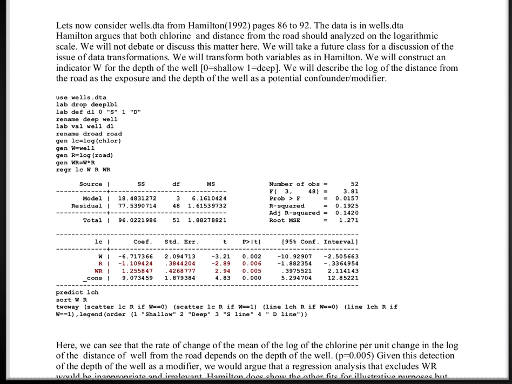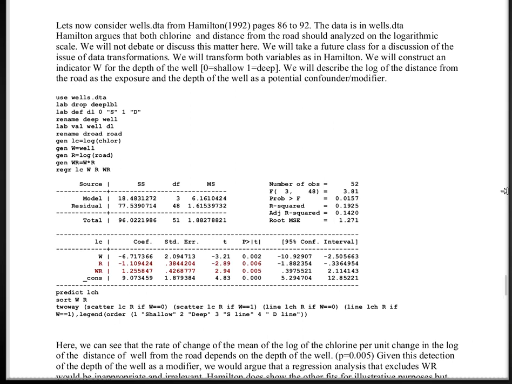So that means that we have in plan here first taking the transformations as is done in Hamilton, and then constructing the regression analysis where we're going to have the indicator for depth here, for deep here. So what do we got? We've got code, if one codes D equals 1 is deep here. So we've got W, and then we've got the distance from the road, R, on the logarithmic scale. Then we construct the product of W and R, that is the indicator for deep and the distance from the road on the logarithmic scale.